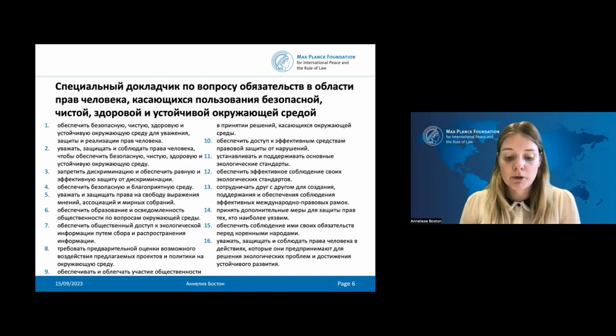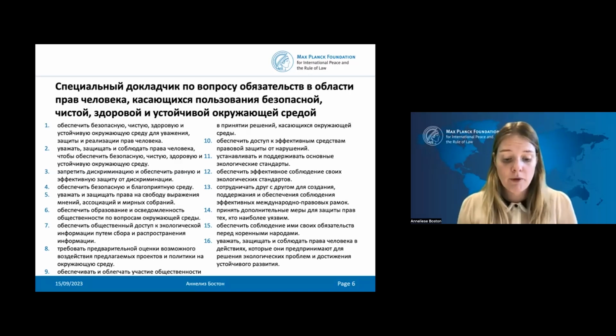The current Special Rapporteur is David Boyd, and he produced that video that you first saw. However, the former Special Rapporteur on Human Rights and the Environment, John Knox, developed 16 principles for states to implement human rights in the context of their environment, and you can see them listed here. So they are things like that the states should ensure a safe, clean, healthy, and sustainable environment in order to respect, protect, and fulfill human rights. And in my first webinar, I touched on what respect, protect, and fulfill means.